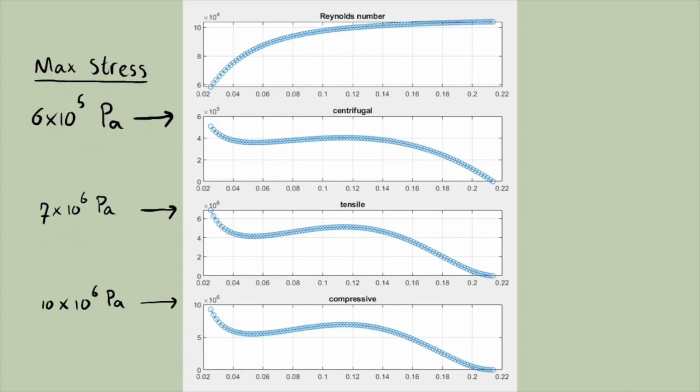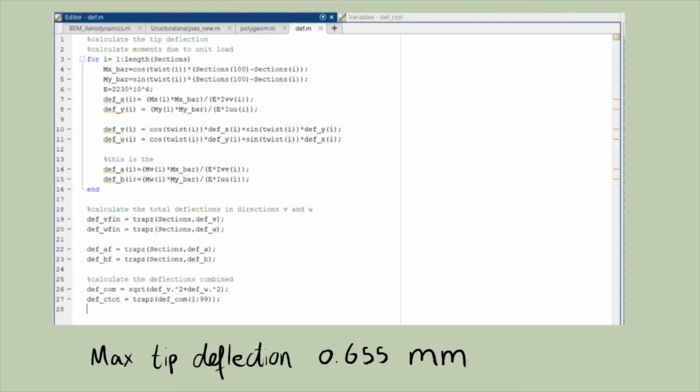From the graphs, the maximum experienced stresses were found, which were not close to the tensile yield strength of ABS M30 plastic at any section, therefore confirming our choice of airfoil sections. Finally, a code was written to calculate the maximum tip deflection using the unit load method. We found that the maximum deflection was 0.655 mm and therefore not significantly affecting the aerodynamic performance of the turbine.